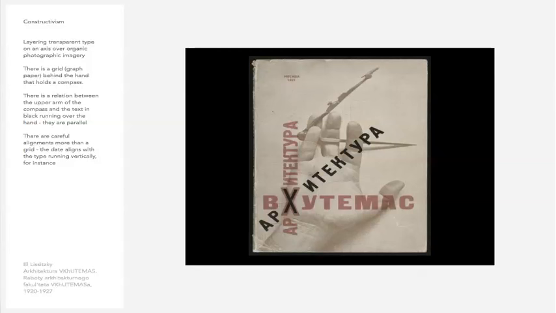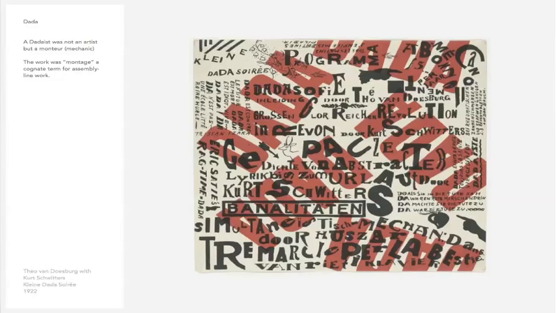Here, just some of the devices used, layering transparent type on an axis over this organic photographic imagery. I don't know if you can really see, but there is like graph paper behind the hand that's holding the compass. And there's a lot of geometric relations between the angle of the compass and the angle of that black type, a lot of careful alignments. And so there's maybe not a grid, but there is the notion of these axes and containers.